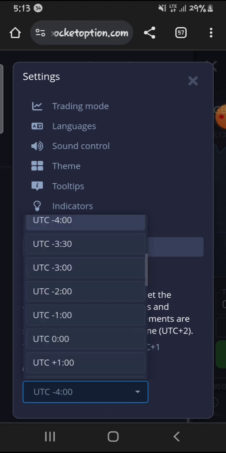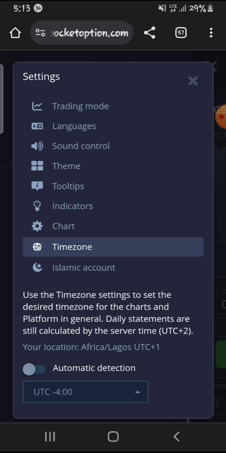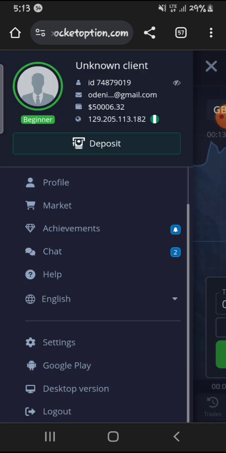Your own will not automatically be in UTC-4. It's going to be in the normal Nigerian Lagos time. I don't know if you get it. So all you need to do is come back down here and change it to UTC minus 4, right? You can see UTC minus 4, and that's it. You are cool to go, because it is going to really be substantial.